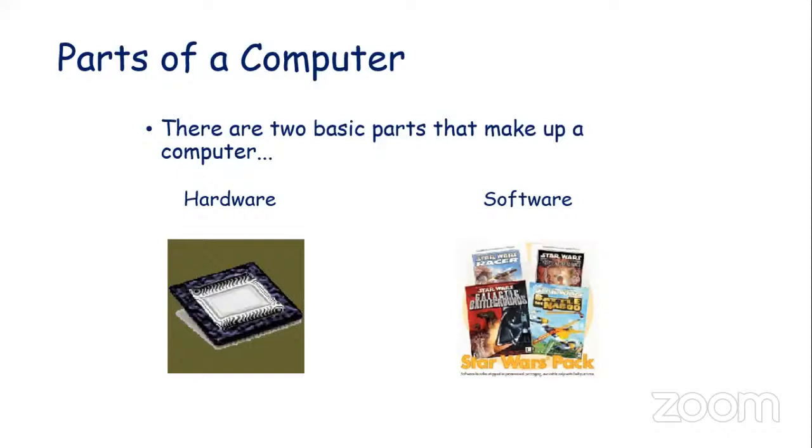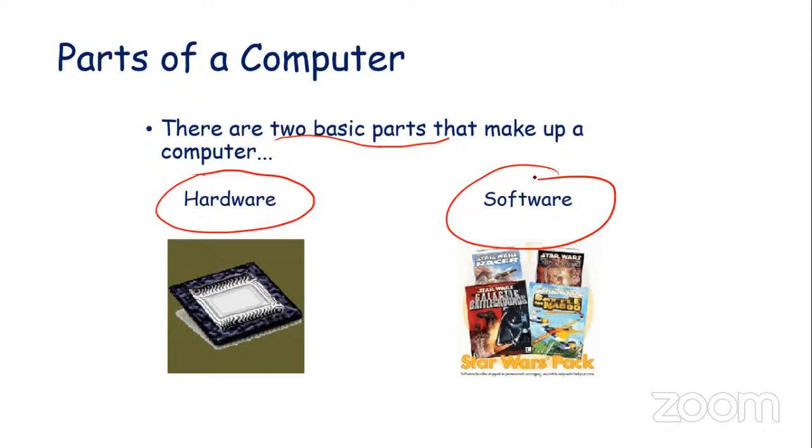So now let's go into parts of the computer or computer components. Okay, there are two basic parts that make up a computer. The first one is hardware, the second one is software. So when you are speaking about hardware, we are referring to everything that you can see and touch. Okay, not just see, but everything that you can touch with your own hands. Everything that is tangible is part of your hardware. Okay, and then software, these are things that you cannot touch, but you can use in a computer. You can see them, but you cannot touch them. They are intangible, and therefore we call them software. Okay.